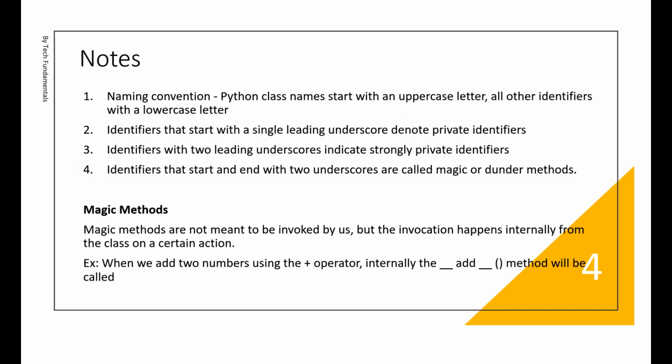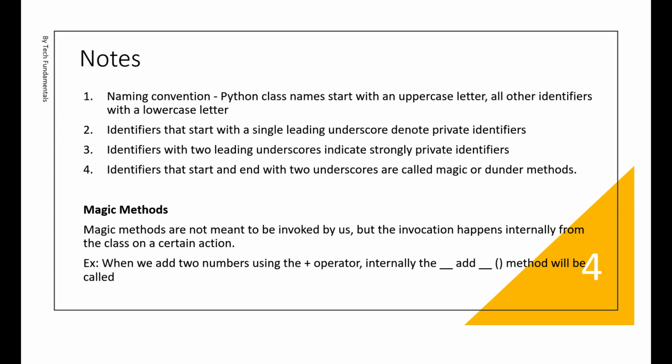There are a few things to keep in mind about identifiers. There is a naming convention to follow. Python class names start with an uppercase letter and all other identifiers with a lowercase letter. Identifiers that start with a single leading underscore are called private identifiers, and identifiers that start with two leading underscores are called strongly private identifiers.